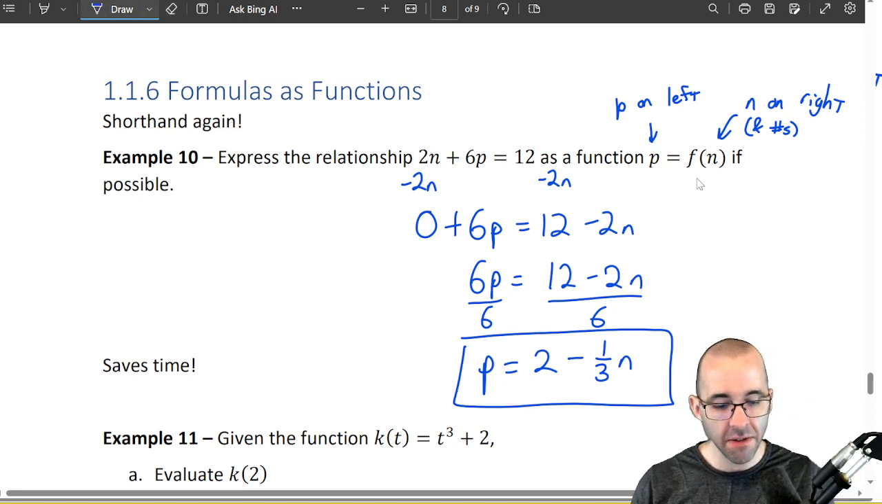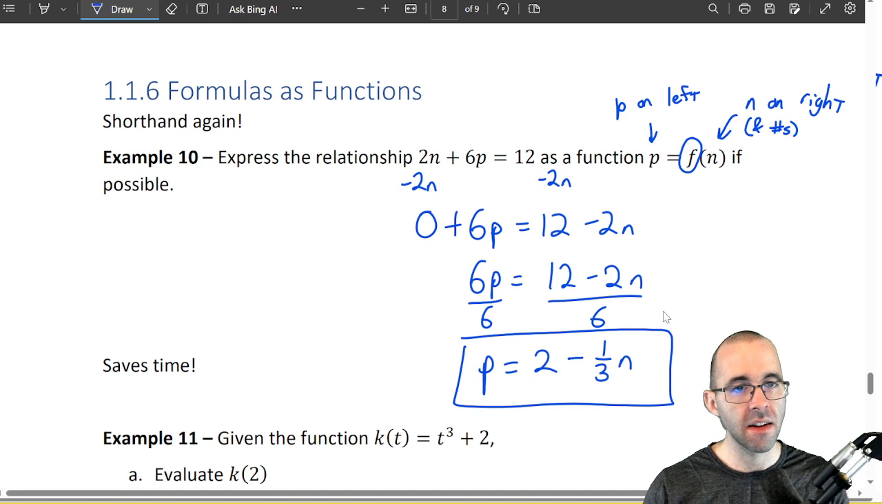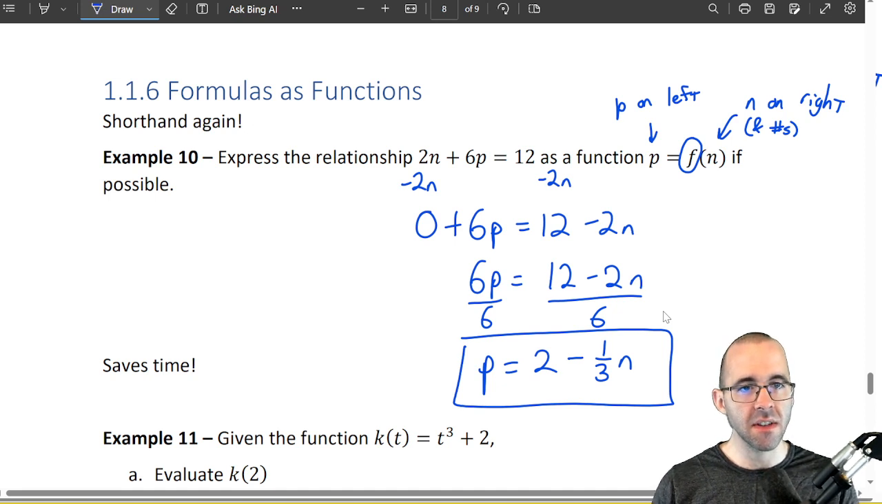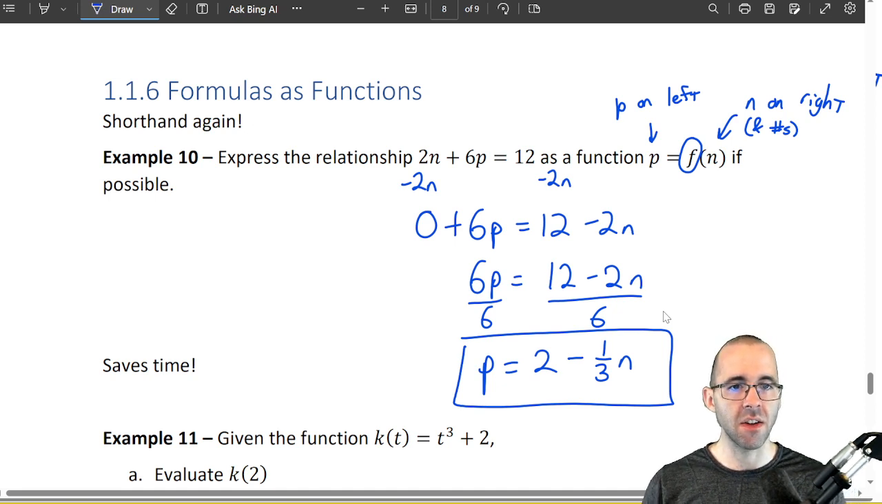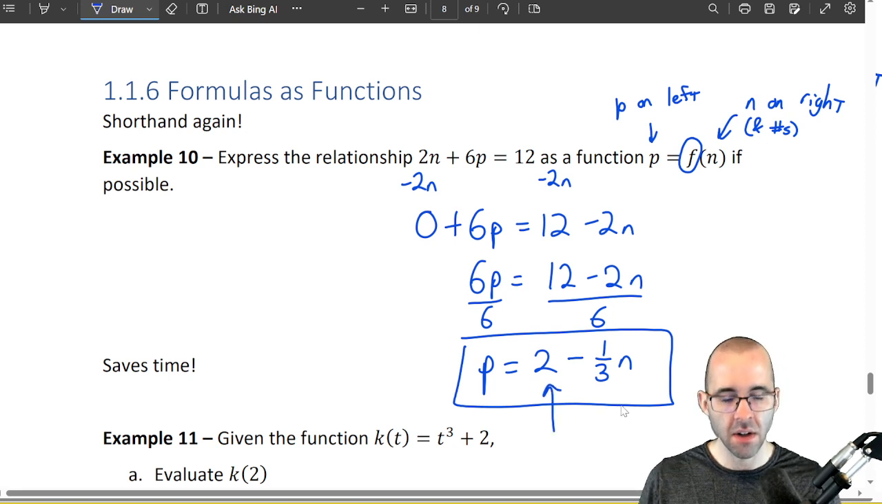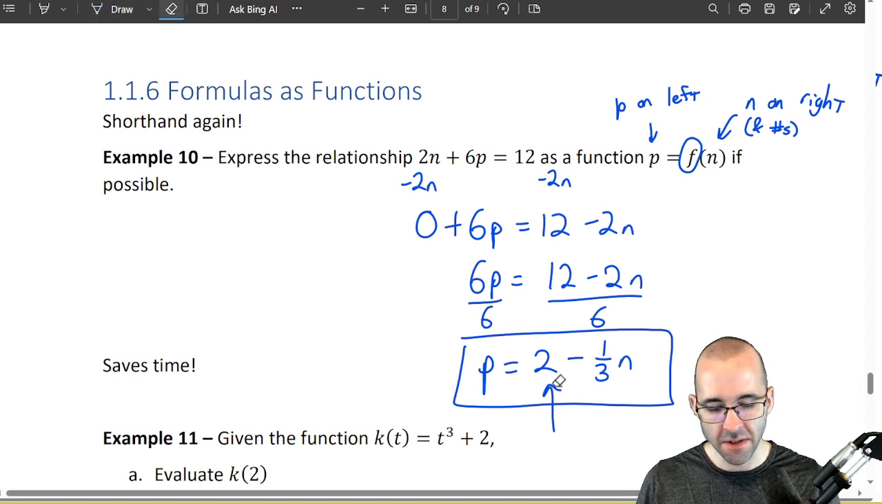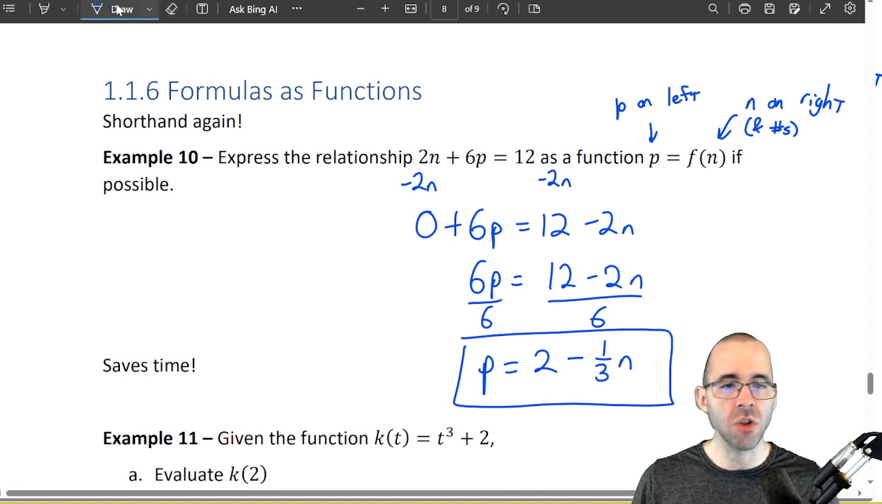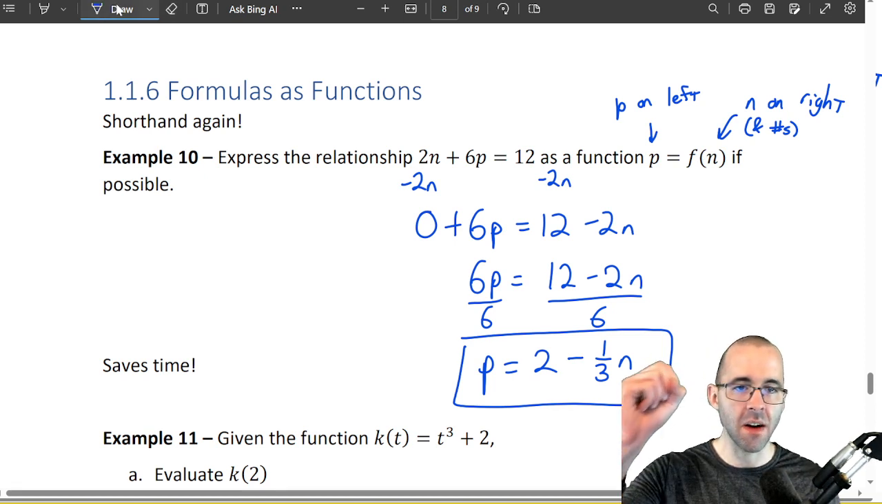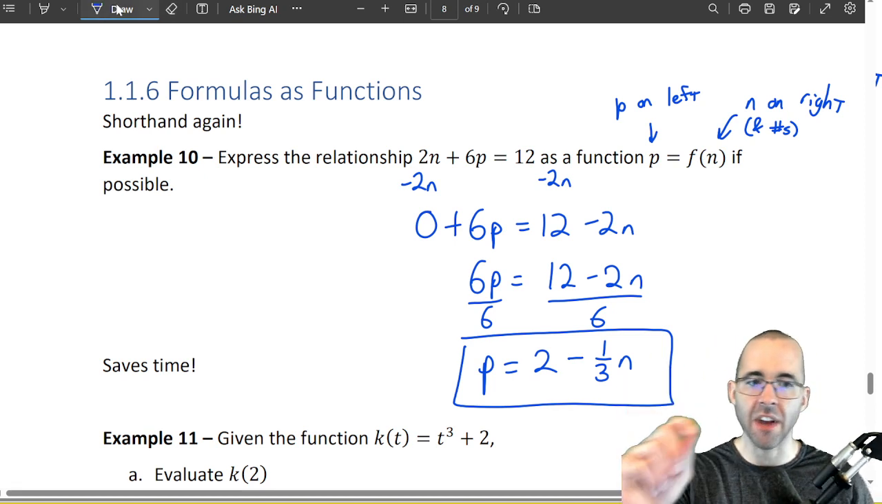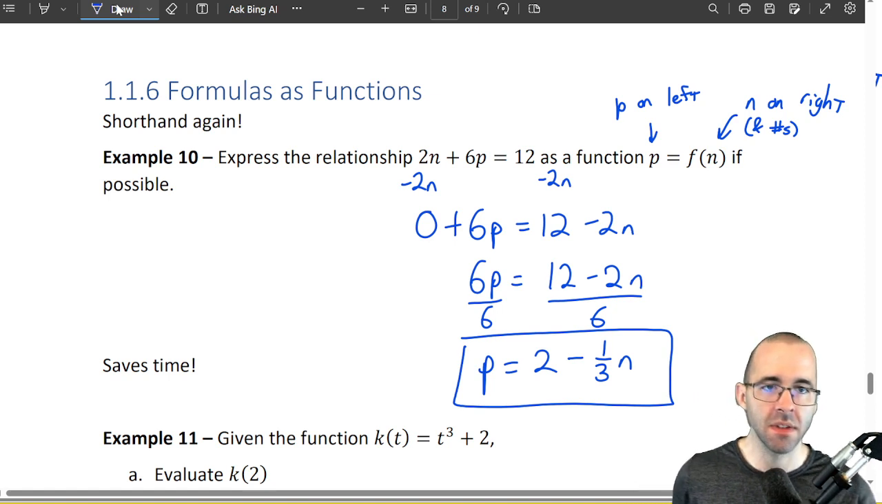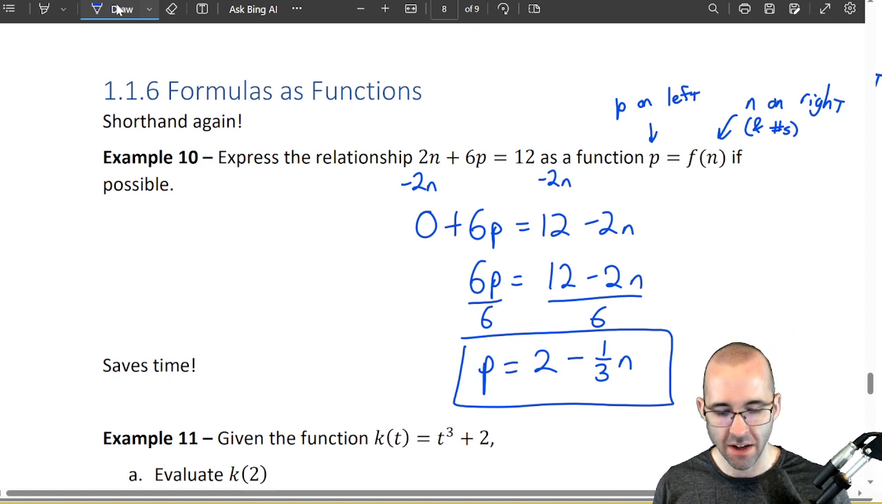So F, in this case, F is just the function. It's the instructions that say take 2 and subtract by 1/3 of some number. That's what F is. F is those instructions. Take the number 2, subtract a third of any number. That's the rule. That's the rule of F in this case.